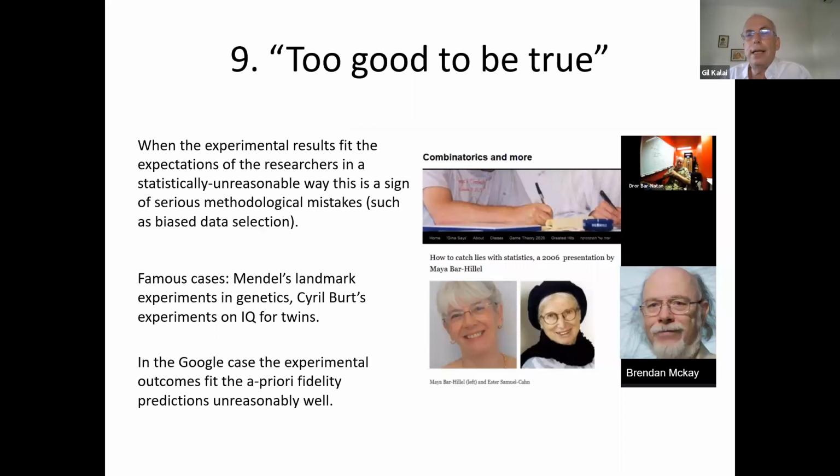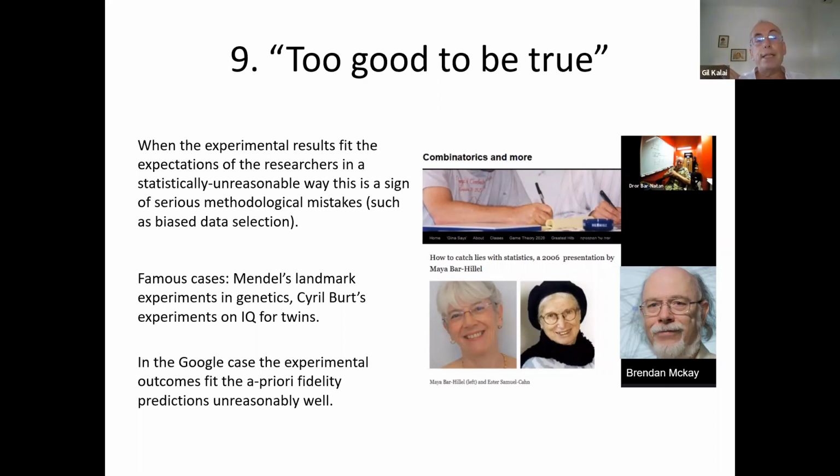And this is an interesting idea regarding statistical studies. It is the idea that when the experimental results fit the expectations of the researcher in a statistically unreasonable way, this is a sign of a serious methodological mistake, for example, a biased data selection or some other mistake. So this is a sort of famous and interesting phenomenon.